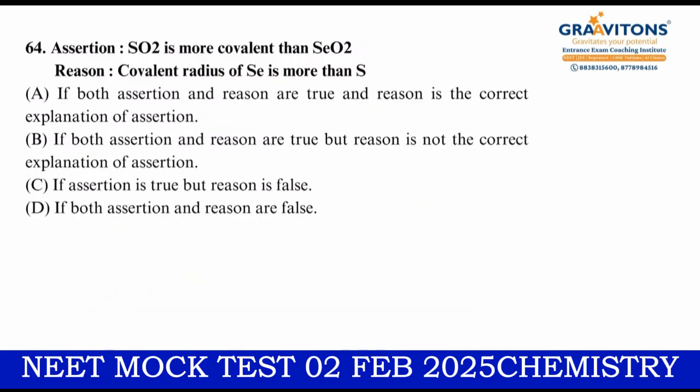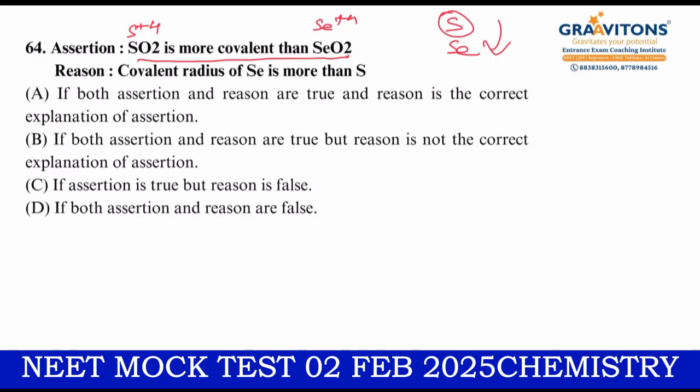Question number 64, assertion: SO2 is more covalent than selenium dioxide. Okay, here what is the oxidation state of sulfur? It is S plus 4, and selenium is here Se plus 4. Below sulfur only we have selenium. When you move down the group, we know that ionic character increases but covalent character decreases, and hence sulfur dioxide will be more covalent than selenium dioxide.